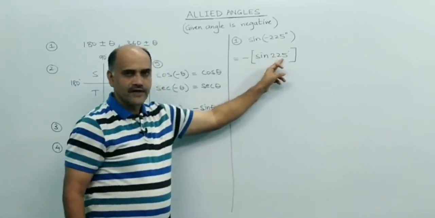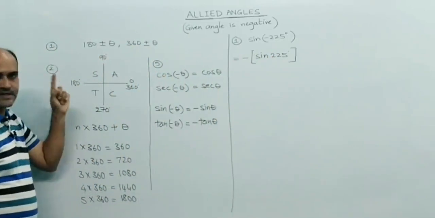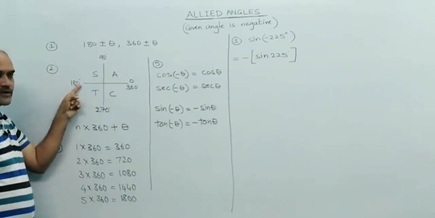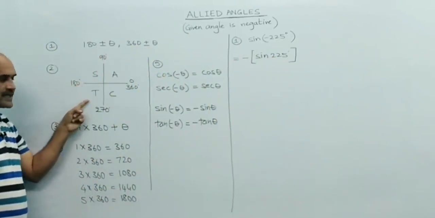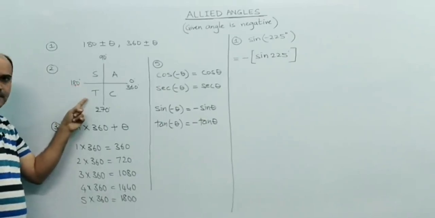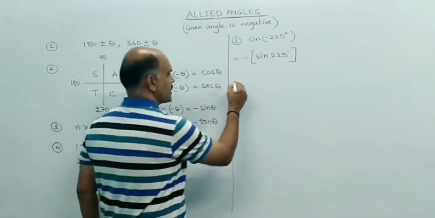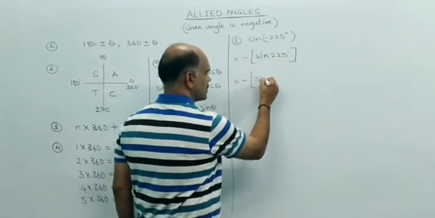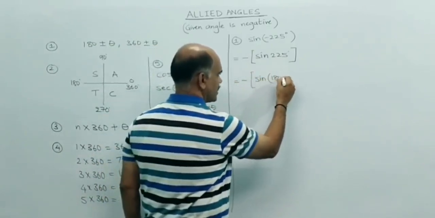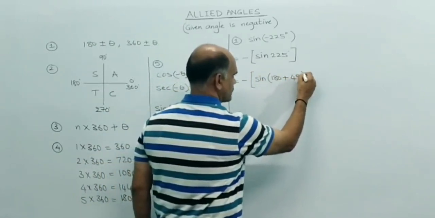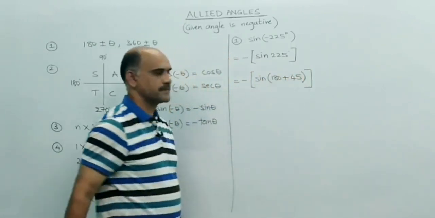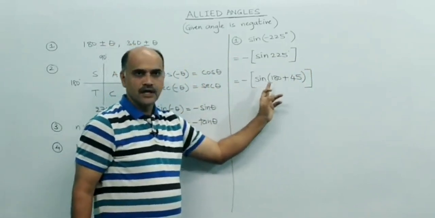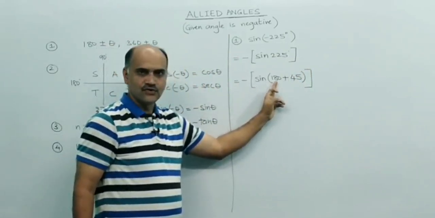225 is less than 360. It is near to 180. So 225 can be written as 180 plus 45. So you will have minus sine of 180 plus 45. Now this 180 goes.